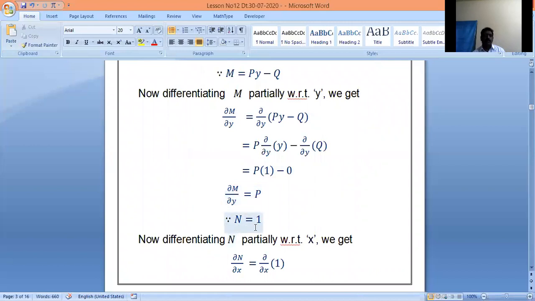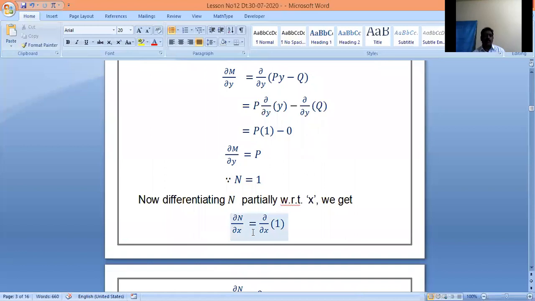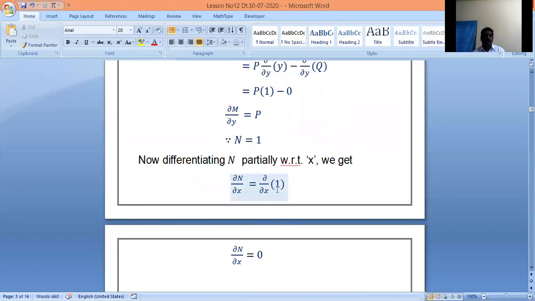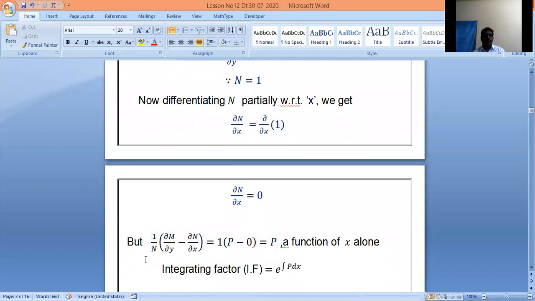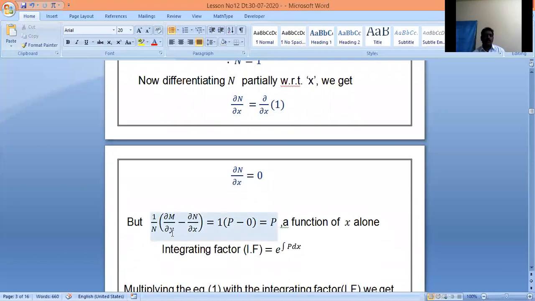Since N is equal to 1, now differentiating N partially with respect to x, we get dou N by dou x is equal to dou by dou x of 1. Here dou by dou x of constant is 0. Therefore dou N by dou x is equal to 0. But 1 by N into dou M by dou y minus dou N by dou x is equal to 1 into p minus 0, that is equal to p, a function of x alone. Therefore integrating factor IF is equal to e power of integration p dx.